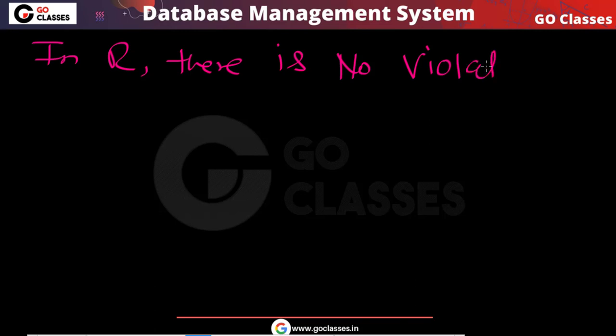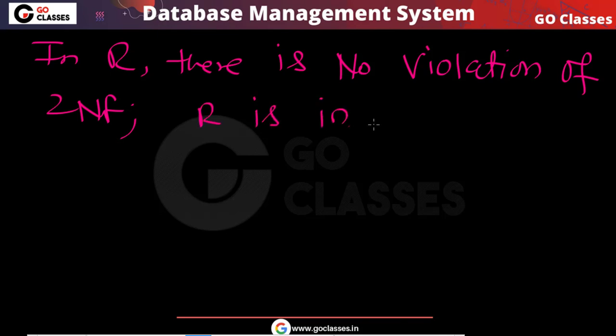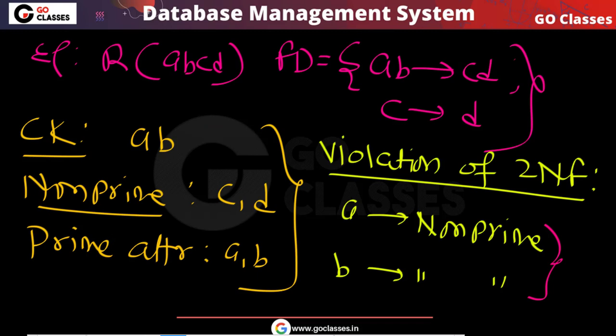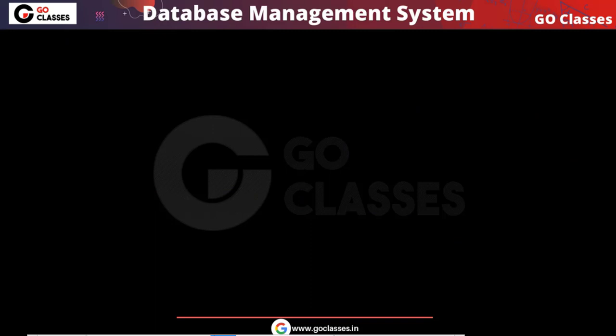So you can notice the proper subset of the candidate key cannot determine any non-prime attribute. So there is no violation of 2NF. So R is in 2NF. So this relation R is in 2NF. This is the very simple point you can notice. Now let's see. So this relation is in 2NF, and this is the whole idea.